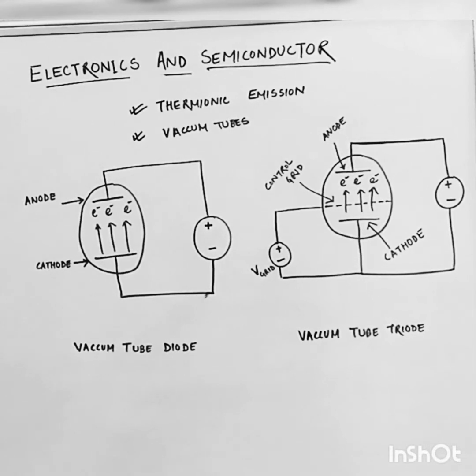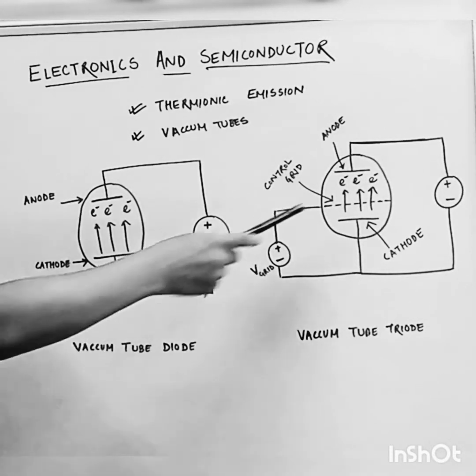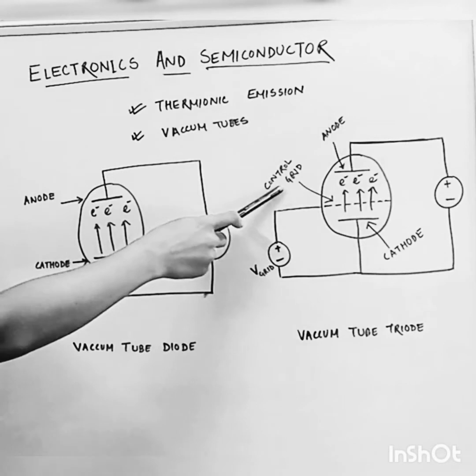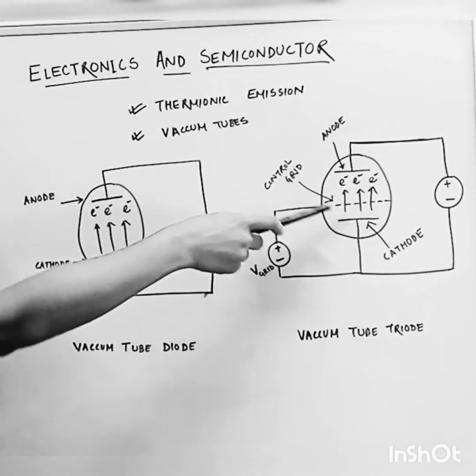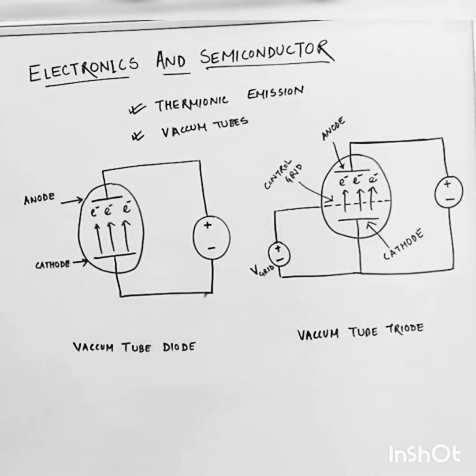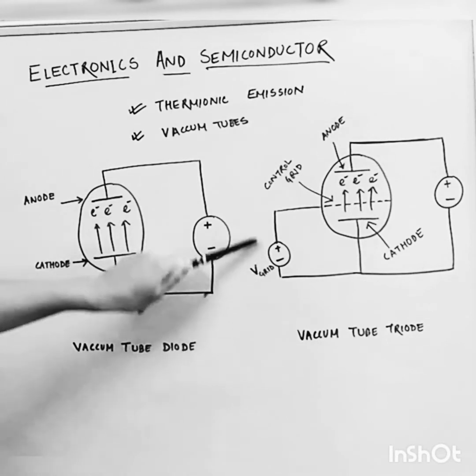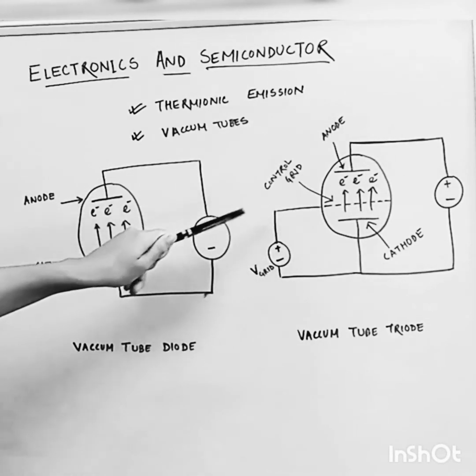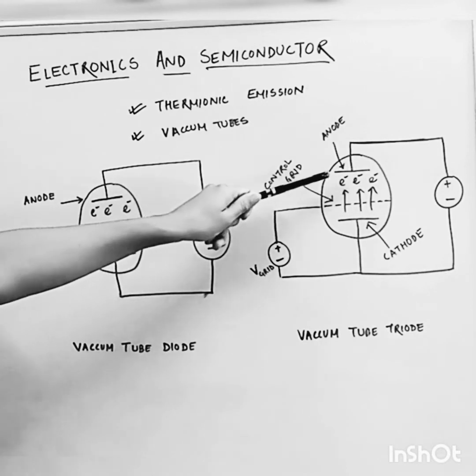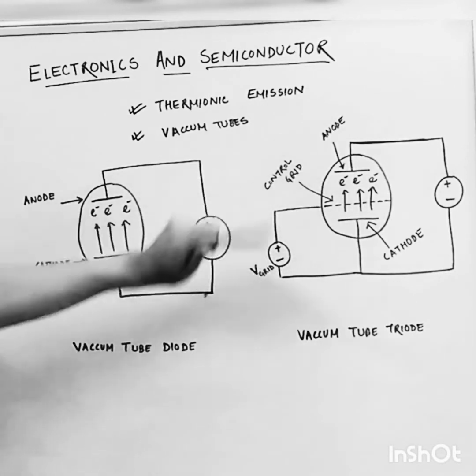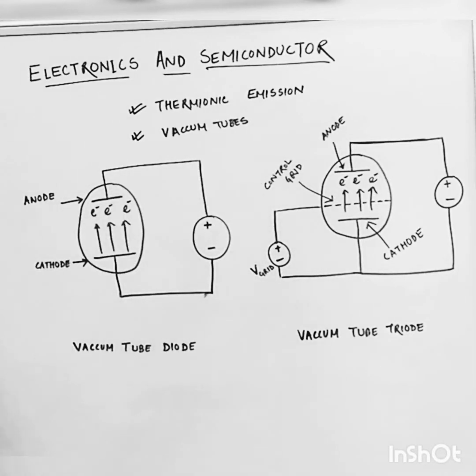And this control grid is placed between the cathode and anode. By adjusting the voltage applied to the control grid, we can control the number of electrons which flow from cathode to anode. The cathode and anode positions are the same, just a third electrode is there, which is called the control grid. Control grid means it can control something. So by varying the voltage, more or less, we can control how many electrons will flow from cathode to anode with the help of the third electrode.